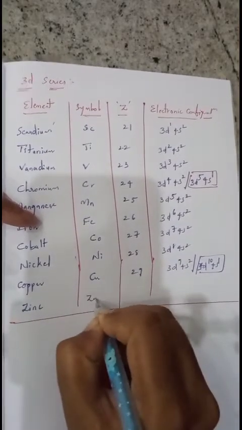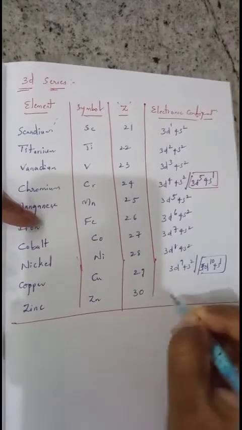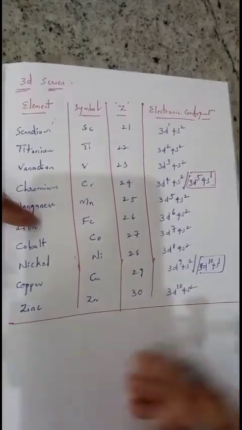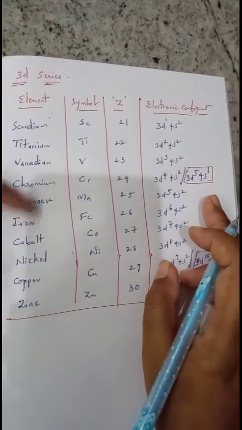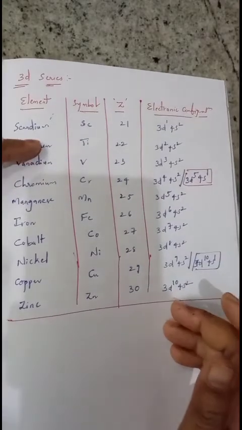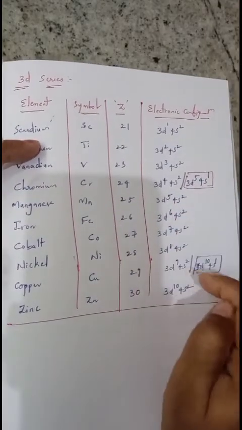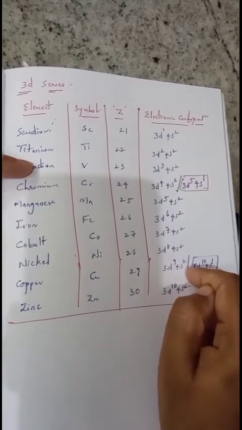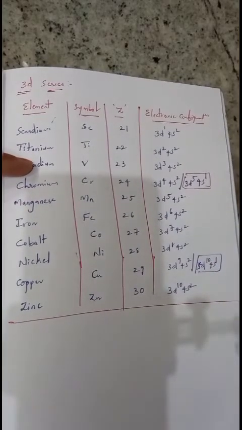Zinc, symbol Zn and atomic number 30, has the configuration 3d10 4s2. The exceptional configurations are for chromium and copper, because to attain more stability they try to exist in a half-filled or completely filled configuration. Now we'll discuss other properties.